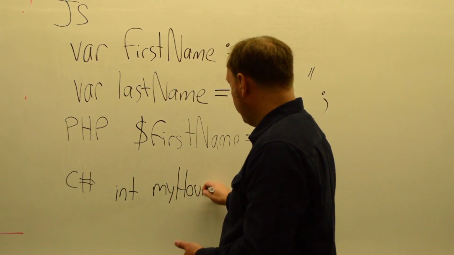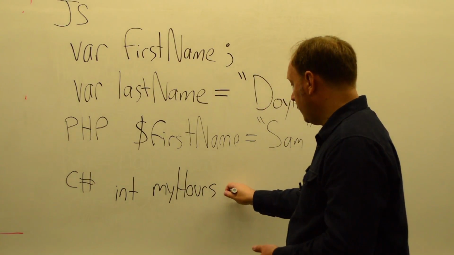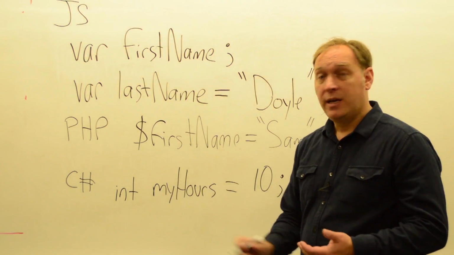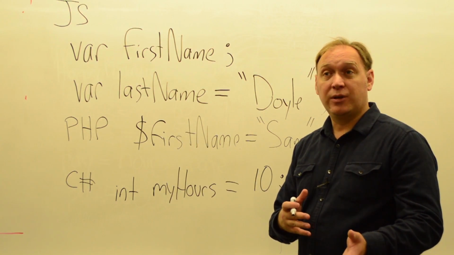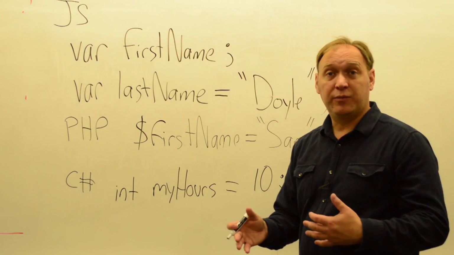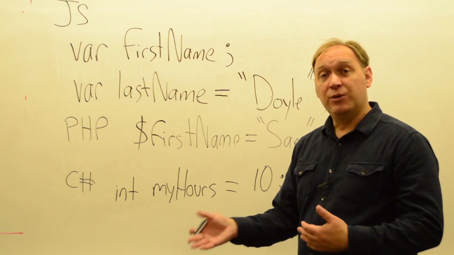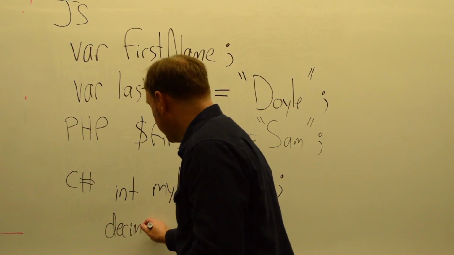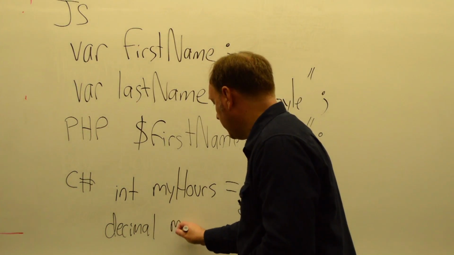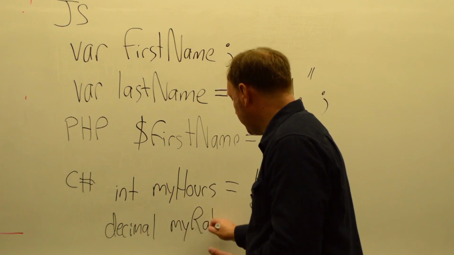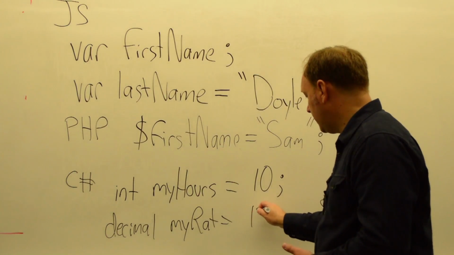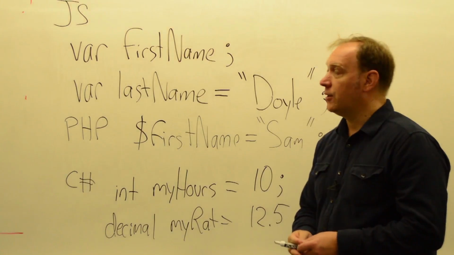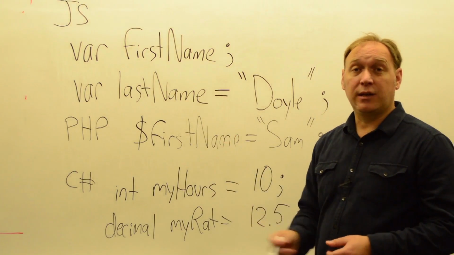myHours equals 10, semicolon. If the rate of pay, say it was not a whole number, if it was say $12.50, we would use the decimal data type for that. So decimal, myRate equals 12.5.